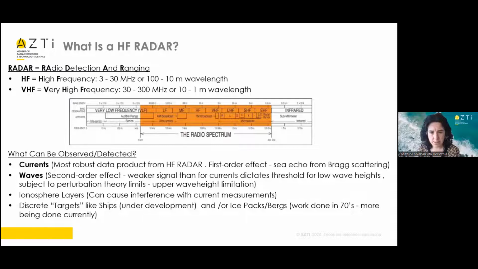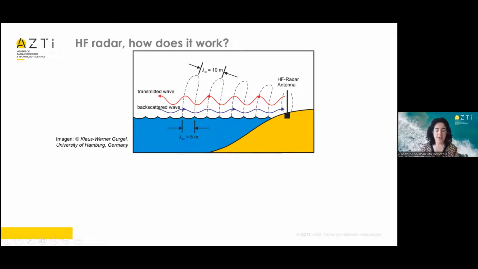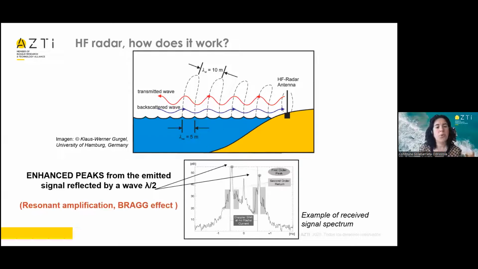And how does it work? So we have one antenna which emits the wave signal to the ocean. And if there are ocean waves with half of the wavelength of the signal that we are emitting, we receive the signal, and in the spectrum of this signal, we see two peaks. This is called the Bragg effect. And as we know the theory behind the waves, we know where these two peaks should be located.